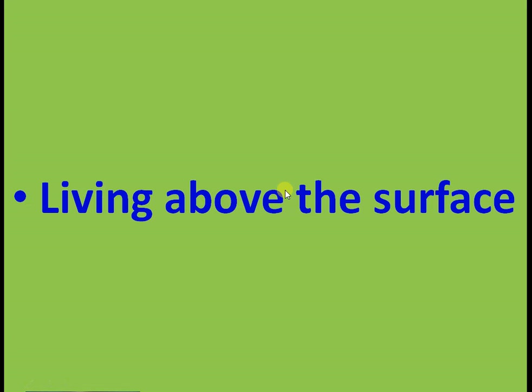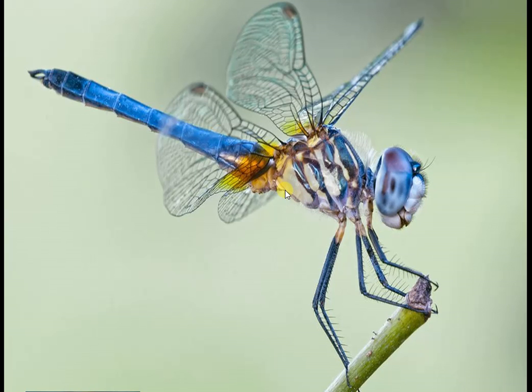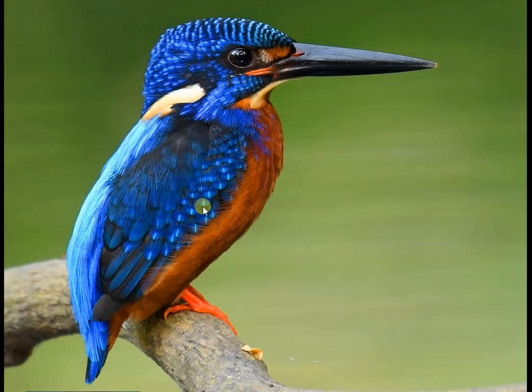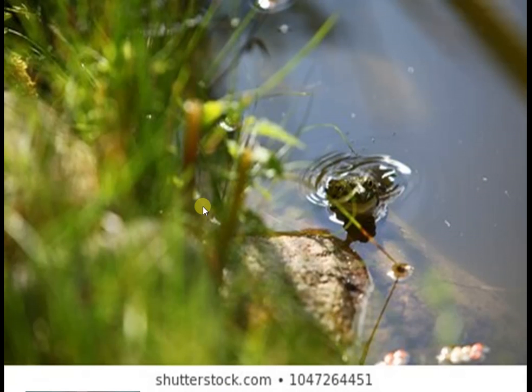We find some organisms living above the surface. We find organisms like dragonfly, mayfly and kingfisher living above the surface. That is, hovering above the pond and then resting over a bamboo pole or a stick jutting out of the surface of the pond. They get food from the surface of the pond.